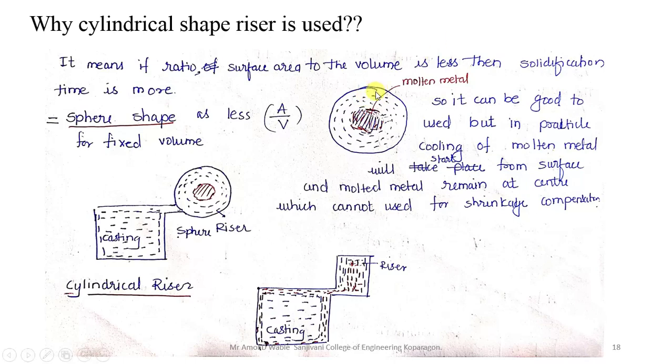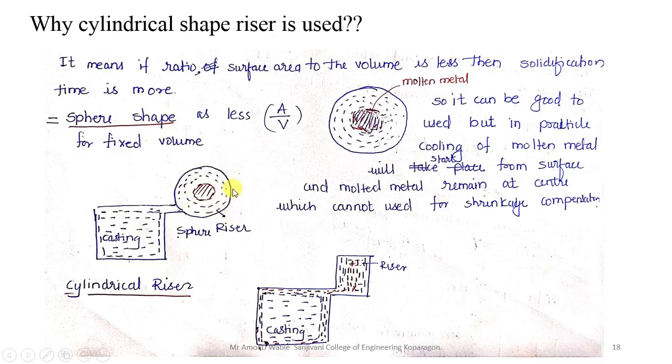So this circular shape will come in contact with your mold space first, that is, here sand will be present. So here you can see the figure. When you pour molten metal into this cavity, the cavity will get filled first, then this riser area will get filled.